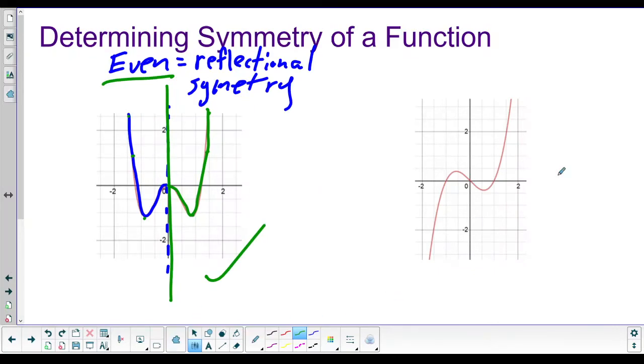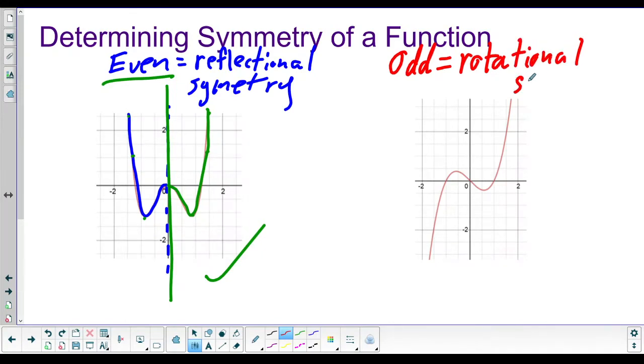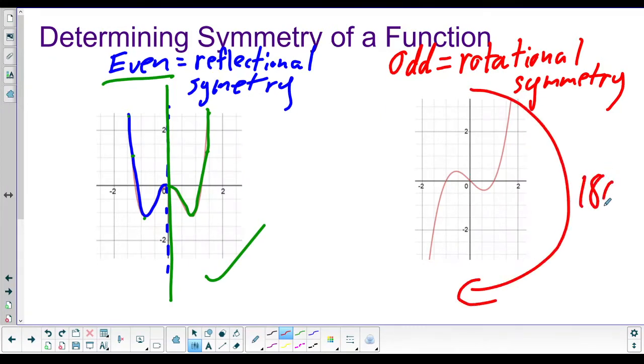Cool. For something to be odd, it has to have what's called rotational symmetry. And what that means is if you take your graph and then you rotate this whole thing 180 degrees. So you flip it, you don't flip, right?